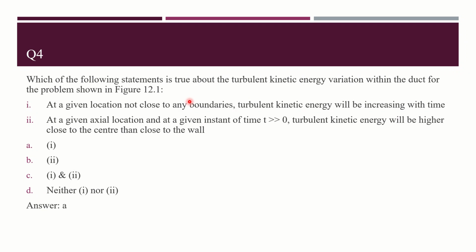And the second statement: at a given axial location and at a given instant of time t greater than 0, turbulent kinetic energy will be higher closer to the center than close to the walls. So what it is saying is, at any instant of time after t greater than 0, turbulent kinetic energy at the center will be greater than near the walls.